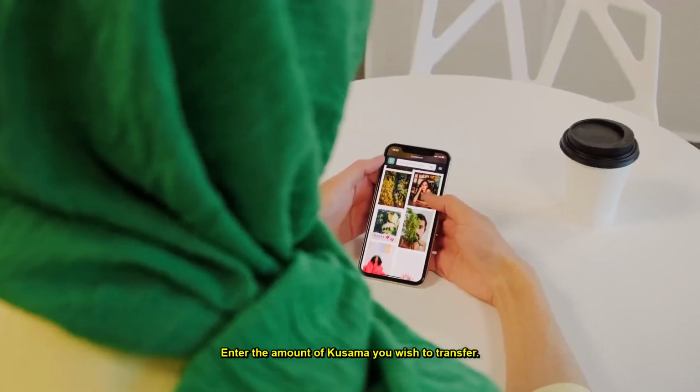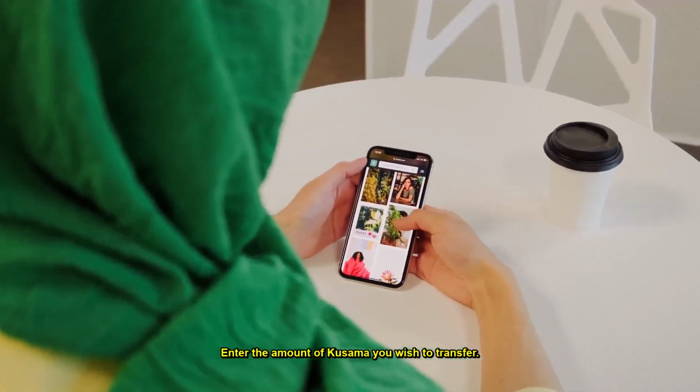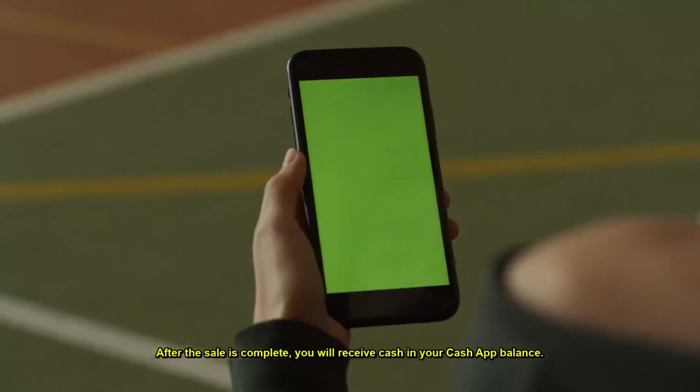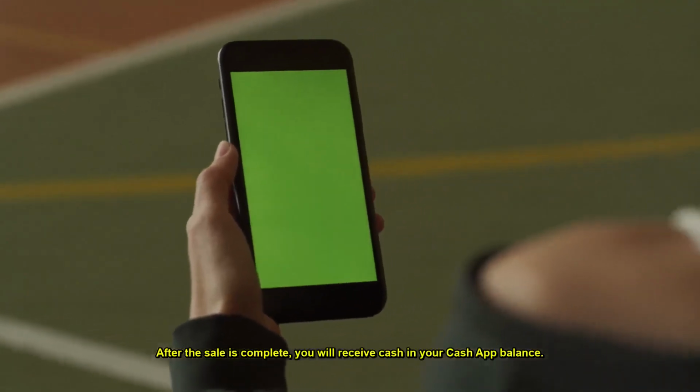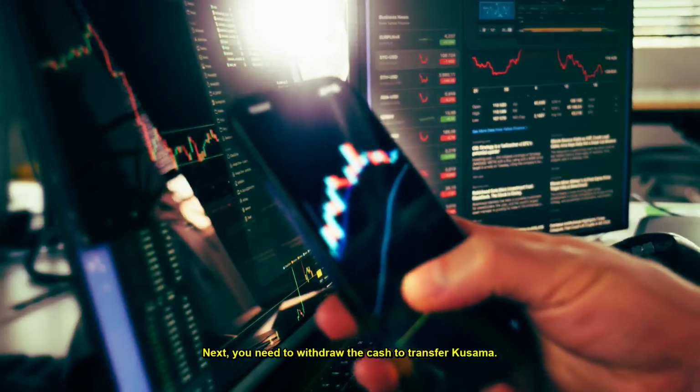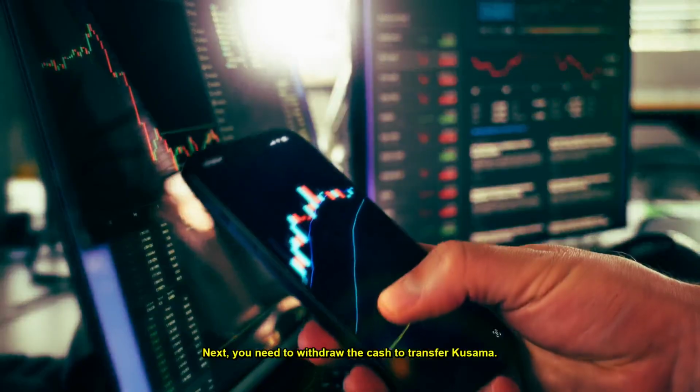Enter the amount of Kusama you wish to transfer. Confirm your selection by tapping Sell again. After the sale is complete, you will receive cash in your Cash App balance. Next, you need to withdraw the cash to transfer Kusama.